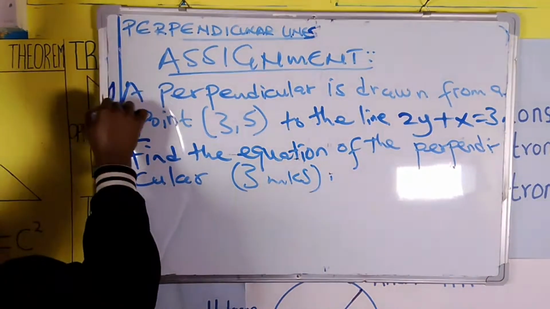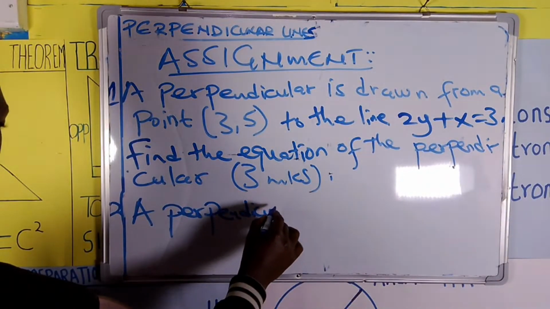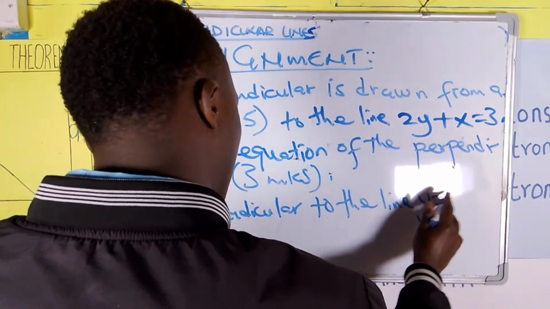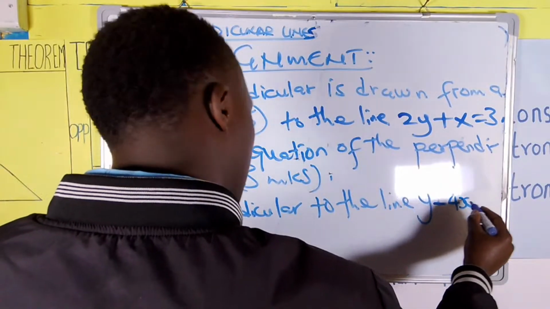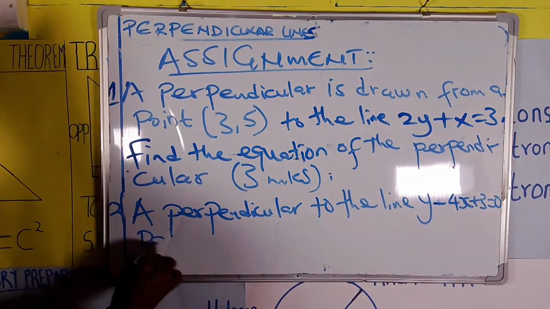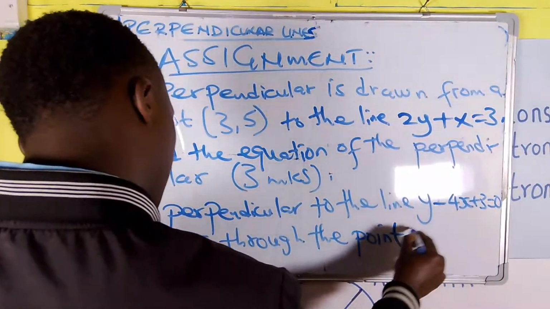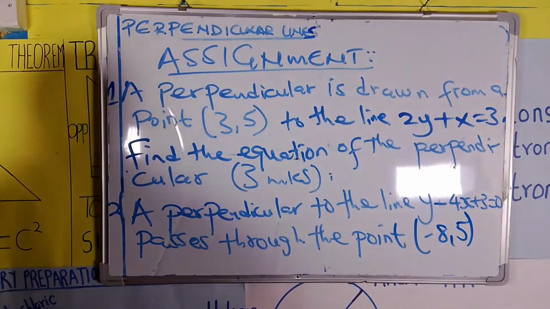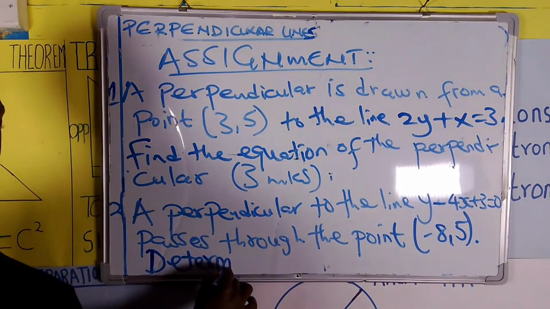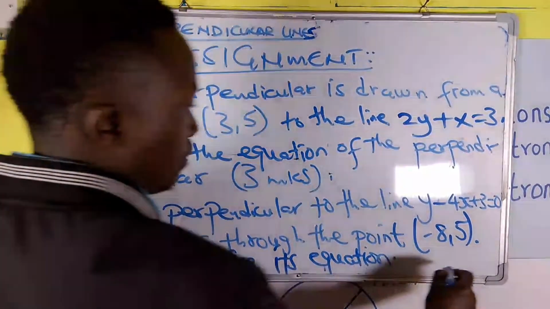Number 2: A perpendicular to the line y - 4x + 3 = 0 passes through the point (-8, 5). Determine its equation. 2 marks.